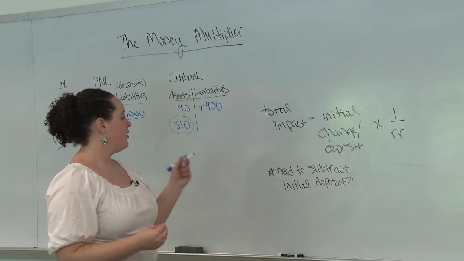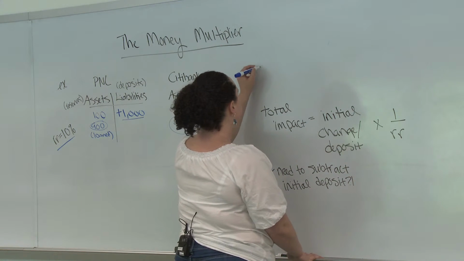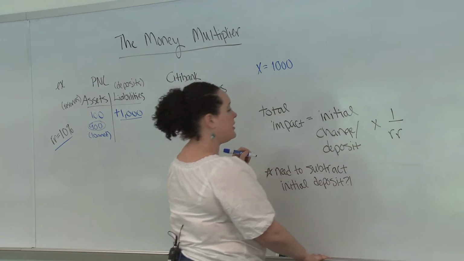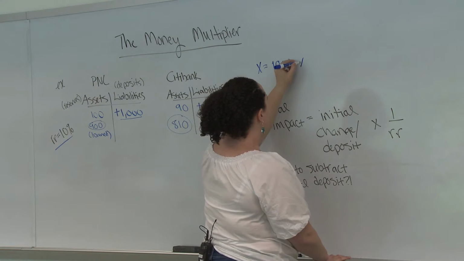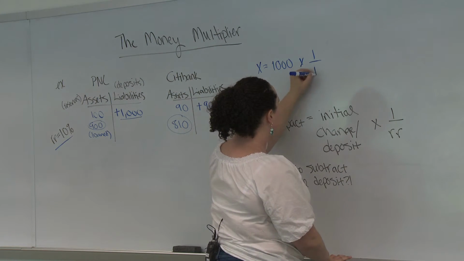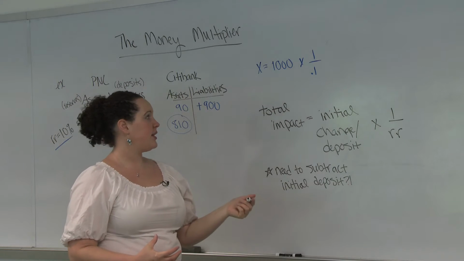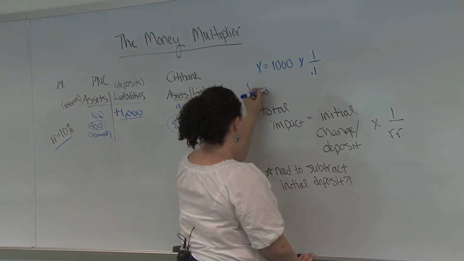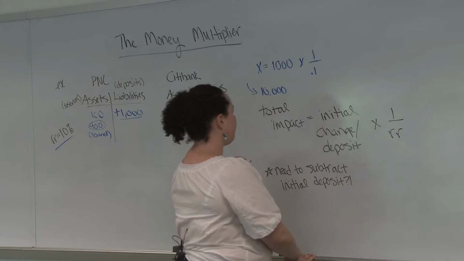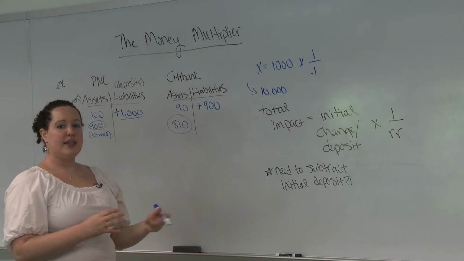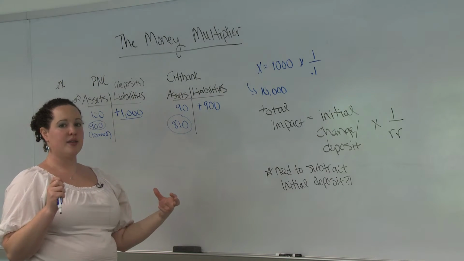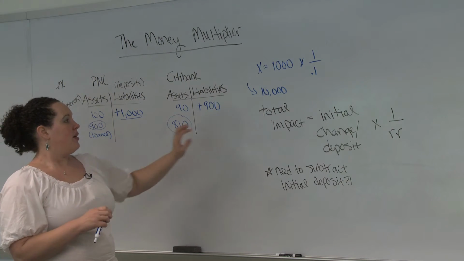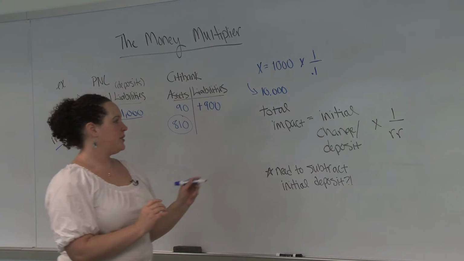So in this example, let's say our total impact is X. X would be equal to $1,000, which is our initial deposit, times 1 over 0.1, because we said the reserve ratio is 10%. So we would get a total impact of $10,000. So the question on the exam might say something like, what is the total impact in the economy from this initial $1,000 deposit? And we would say the answer is $10,000.